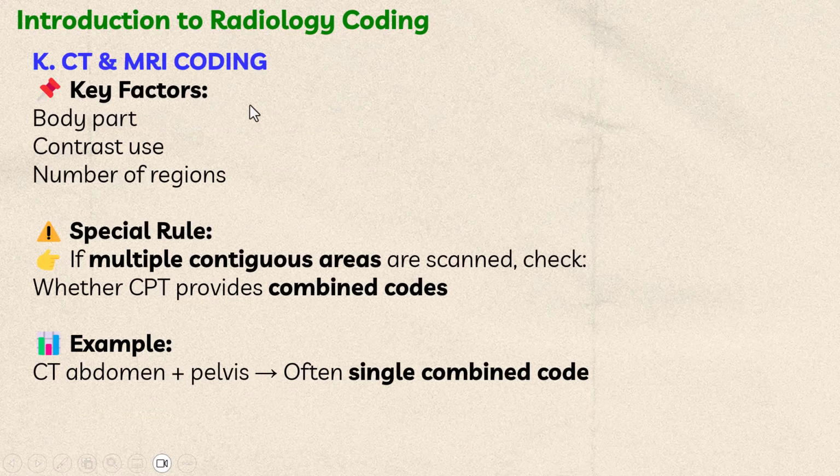For CT and MRI coding, the key factors are body part, contrast used, and number of regions. You have to be careful on these three: body parts, contrast used, and number of regions. So the special rule: if multiple contiguous areas are scanned, check whether CPT provides combined codes. For example, CT of abdomen and pelvis, often a single combined code is available there.